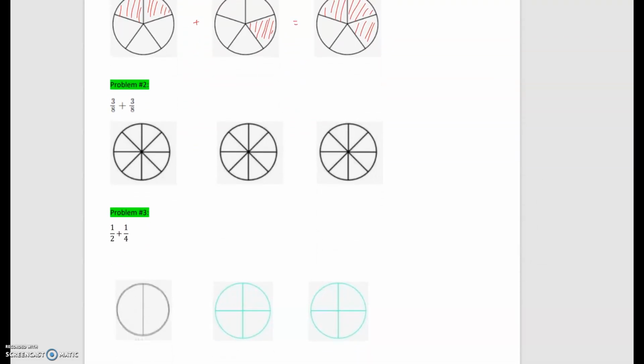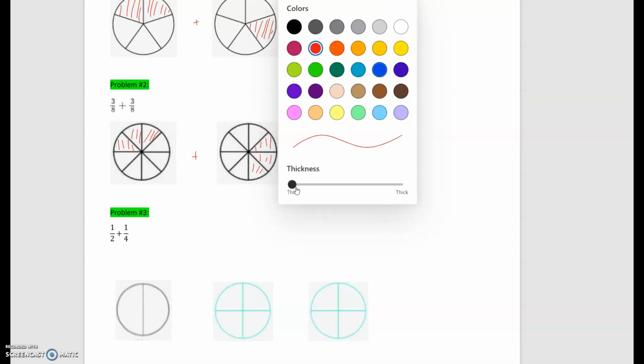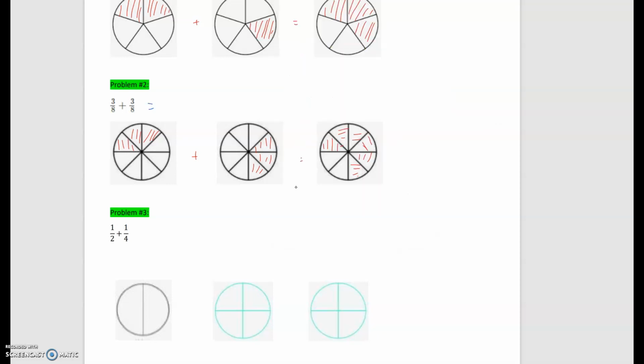Let's take a look at the second one. And in the second one, you're looking at 3/8. So what I'm going to do is 1, this is 1, this is 2, and this is 3. And then we're going to do another 3. So this will be 1, 2, and 3. We're adding those 2. So putting them together, it's actually going to give us all of these shapes throughout, which actually represent, so let me just rewrite it. This is going to be a total of 6/8.